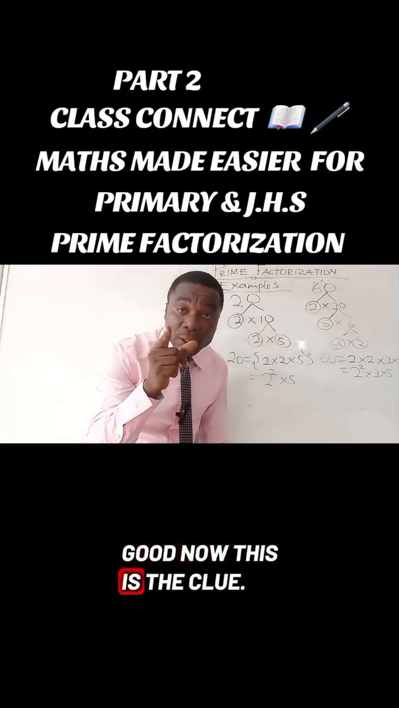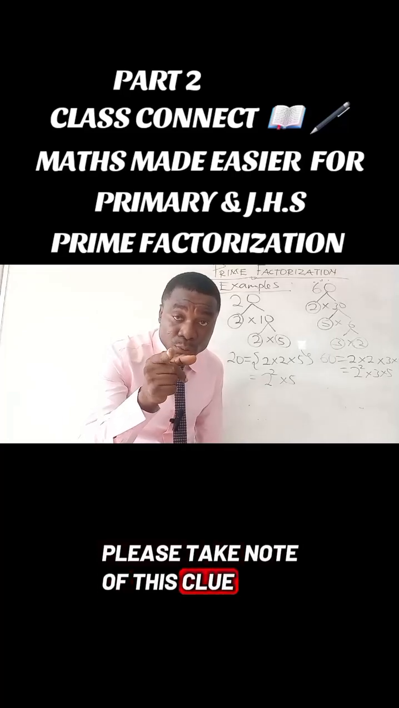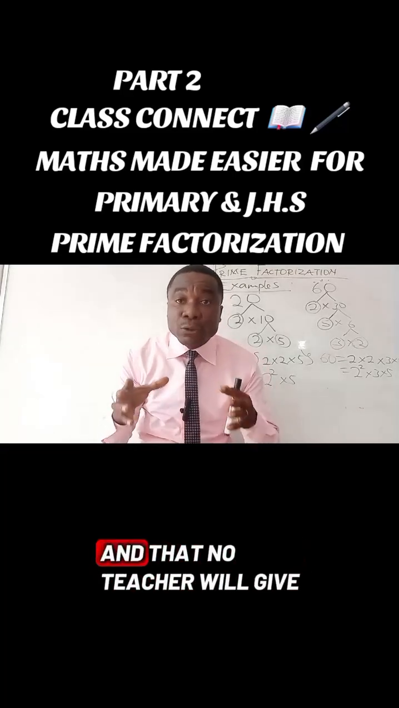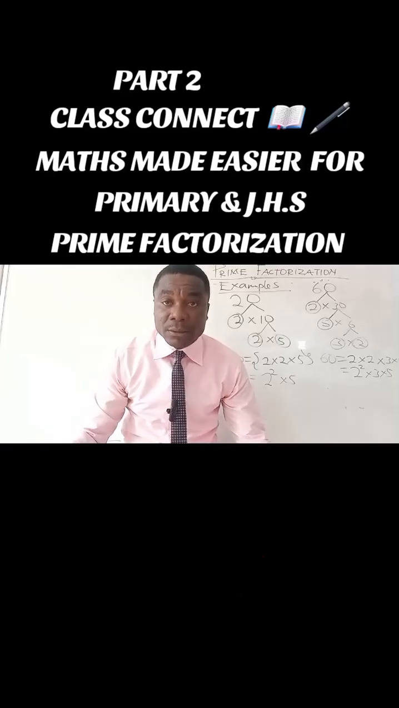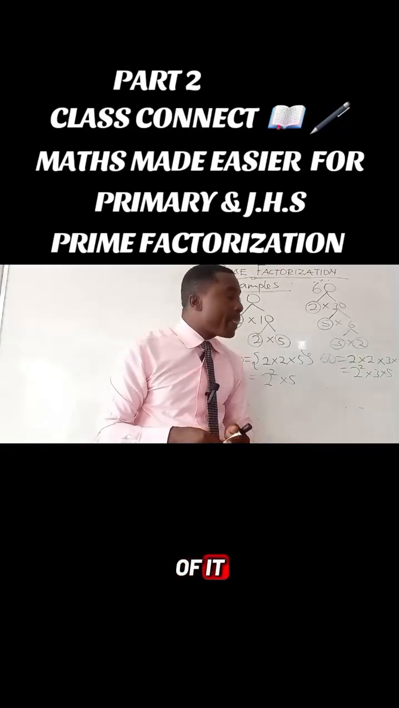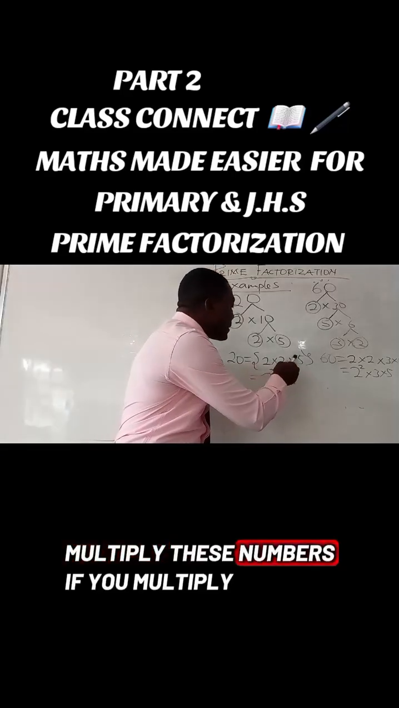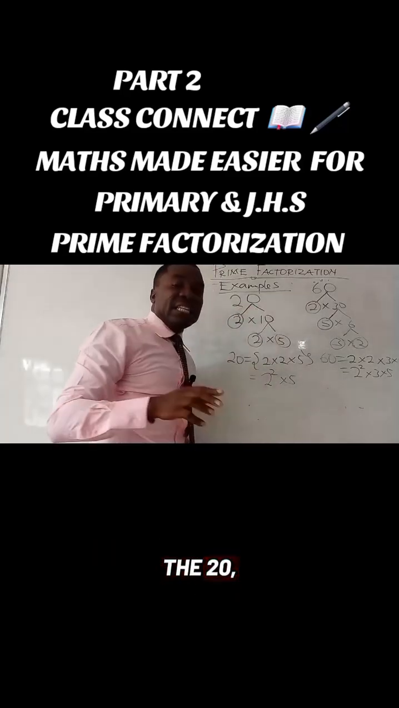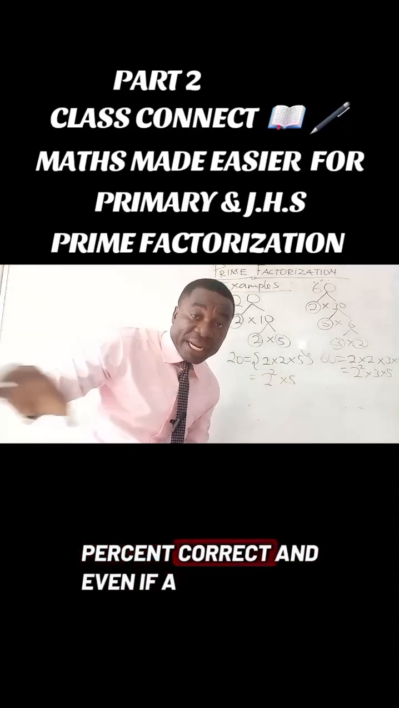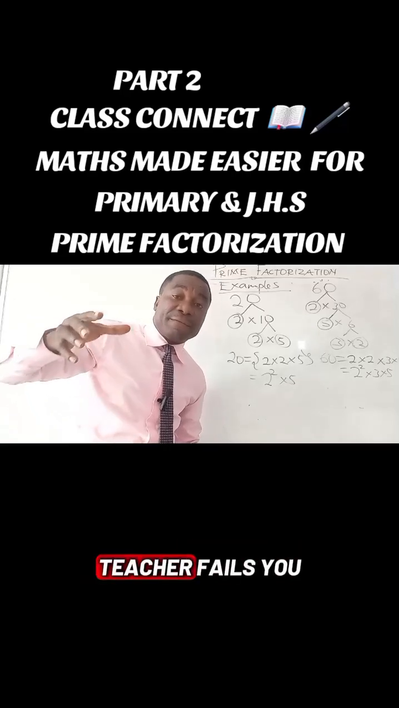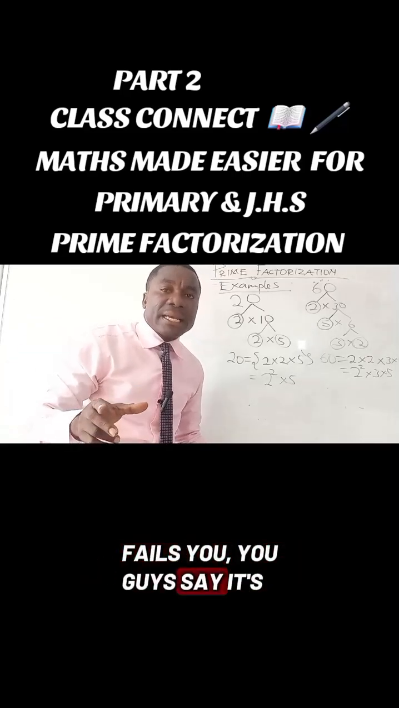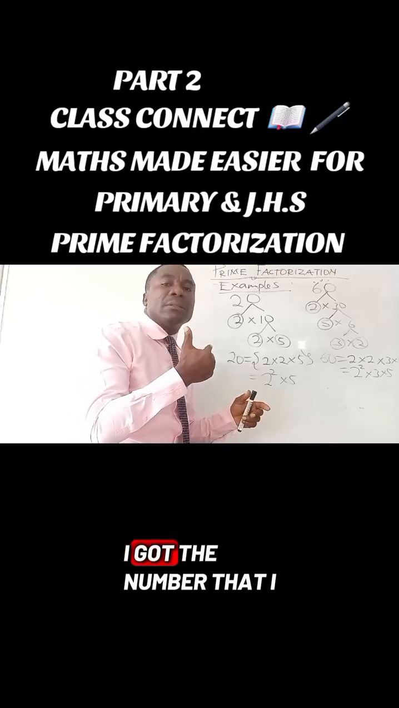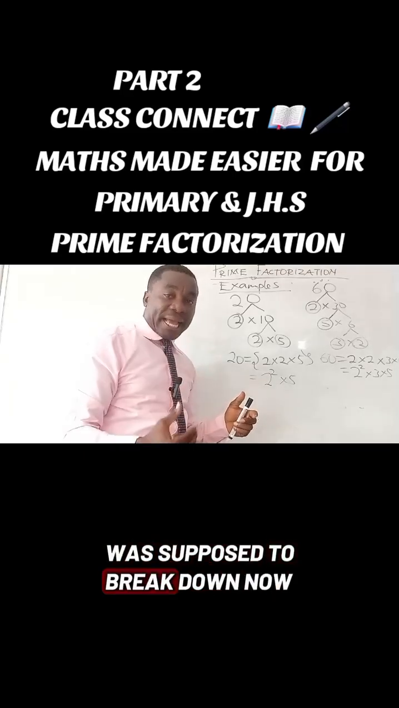Now, this is the clue. Please take note of this clue. If you want to be sure that your answer is 100% correct and that no teacher will mark you wrong, this is the clue. Multiply these numbers. If you multiply these numbers and you get the 20, it means your answer is 100% correct. Even if a teacher fails you, you can say it's correct, because when I multiply the prime numbers, I got the number that I was supposed to break down.